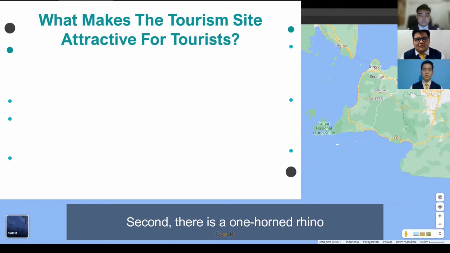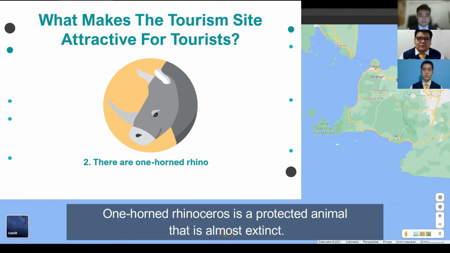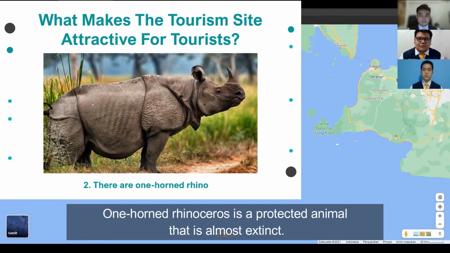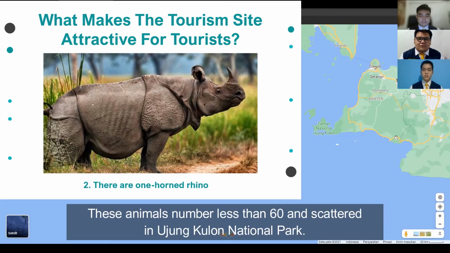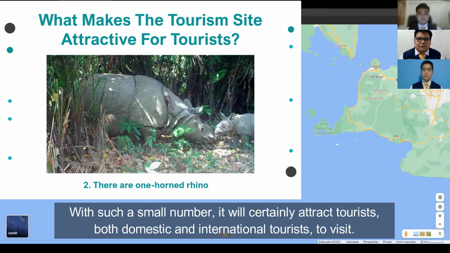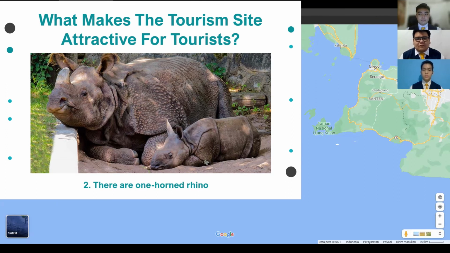Second, there is the one horned rhino. Ujung Kulon National Park is famous as the location of the living one horned rhinoceros. The one horned rhinoceros is a protected animal that is almost extinct. This animal numbers less than 60 and is scattered in Ujung Kulon National Park. With such a small number, it will certainly attract tourists, both domestic and international, to visit.